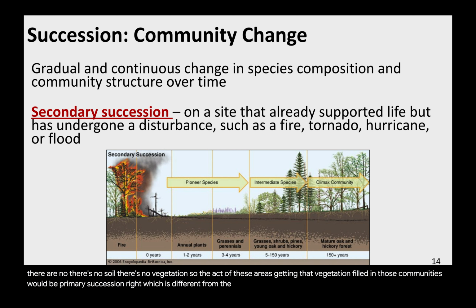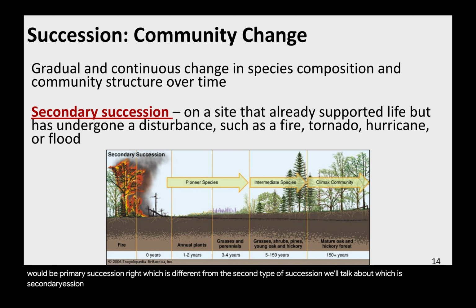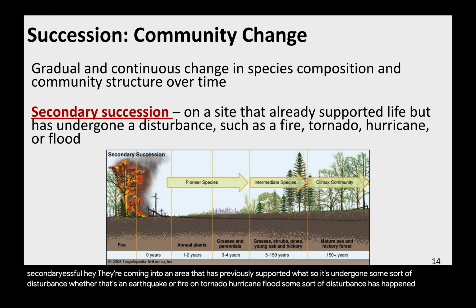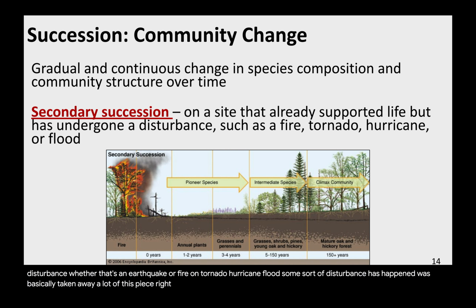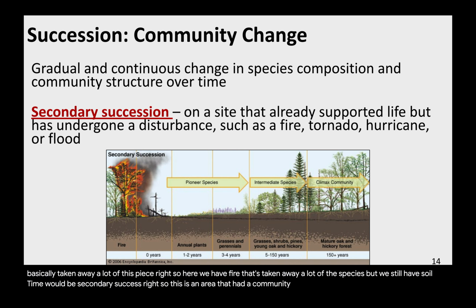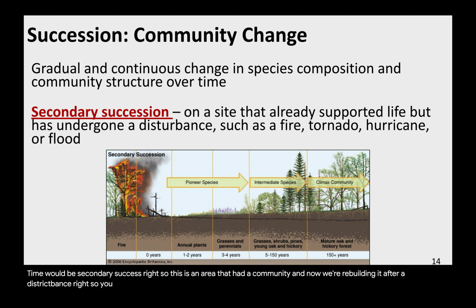Which is different from the second type of succession we'll talk about, which is secondary succession. This is species coming into an area that had previously supported life, so it's undergone some sort of disturbance, whether that's an earthquake, fire, tornado, hurricane, or flood, that has taken away a lot of the species. Here we have fire that's taken away a lot of the species. But we still have soil. It's not totally barren. The act of rebuilding that community over time would be secondary succession. So this is an area that had a community at one point, and now we're rebuilding it after a disturbance. You can see our fire example here, and over time we would eventually get more and more species colonizing until we get to what we would call a climax community.